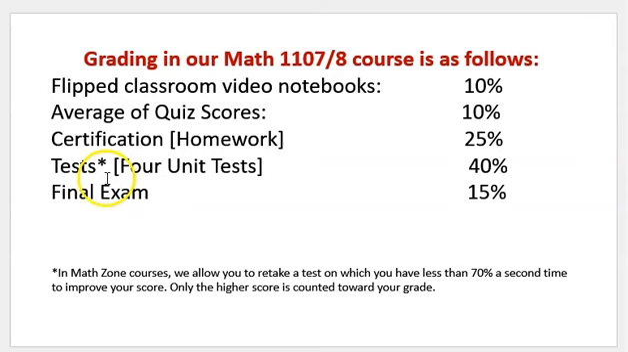Now we have 4 tests, and they're each worth 10%, so 40%. And then we have a comprehensive final exam that is 15%. Now, this asterisk indicates a good deal: if on your first attempt of a test you get 70 or less, we allow you to take the test again after you've met certain requirements, and we'll explain that, of course, during the class. Okay.